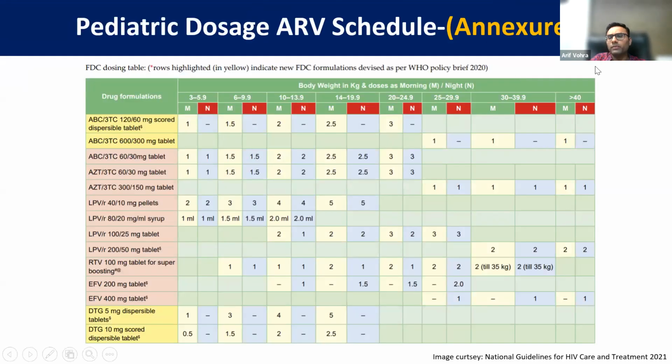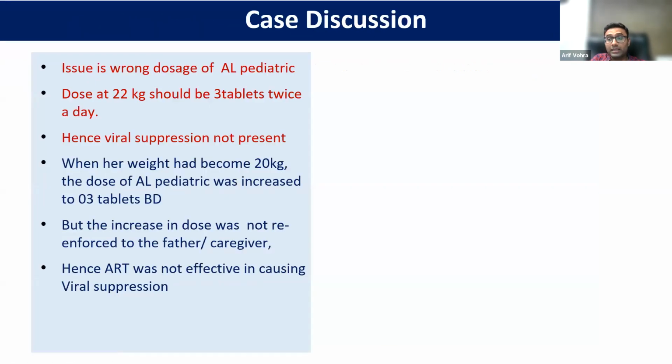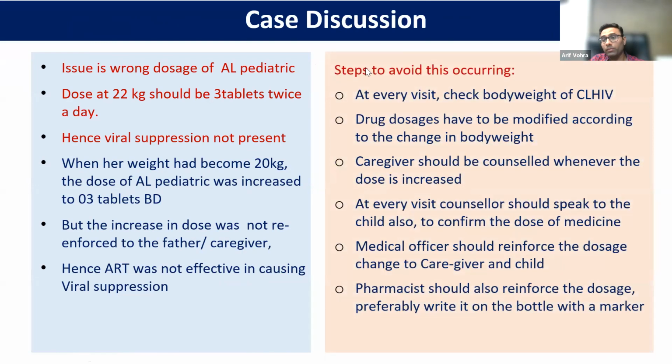This may happen because previously the child may have had a weight of 18 kg, and because of treatment adherence, the child has viral suppression and is now gaining weight. Because the child has crossed 20 kg, we need to change the drug from 2.5 tablets BD to 3 tablets BD. Now, what can we do so that this does not happen?